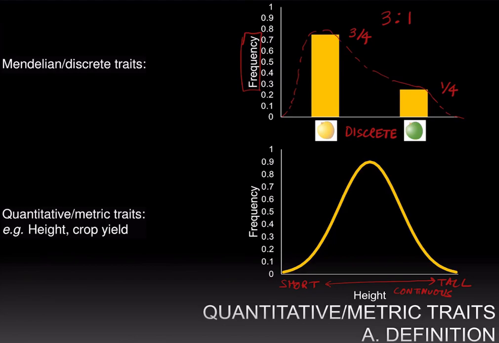The other way in which quantitative or metric traits differ from Mendelian traits is that the intermediate values, and not the extremes, the intermediate values are most common. And so this distribution is not lopsided.